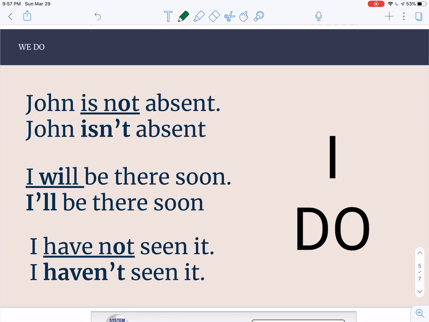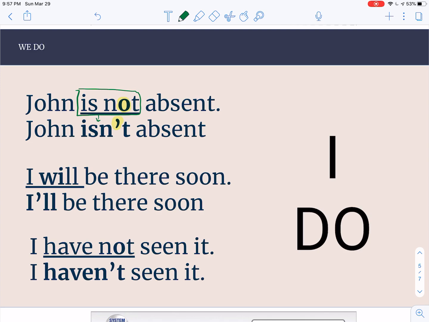John is not absent. John isn't absent. Notice how the O was taken out and replaced with the apostrophe to make the contraction isn't. Again, these two words were put together to make this contraction. Isn't, is not, isn't.